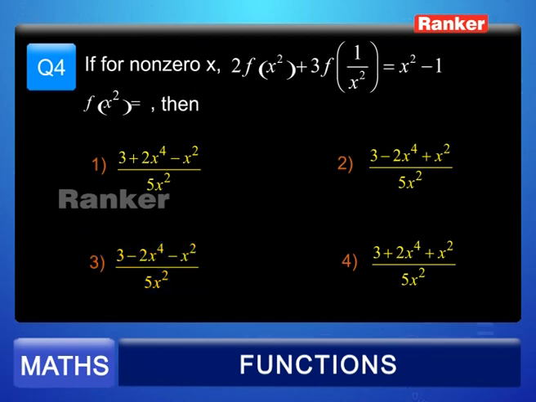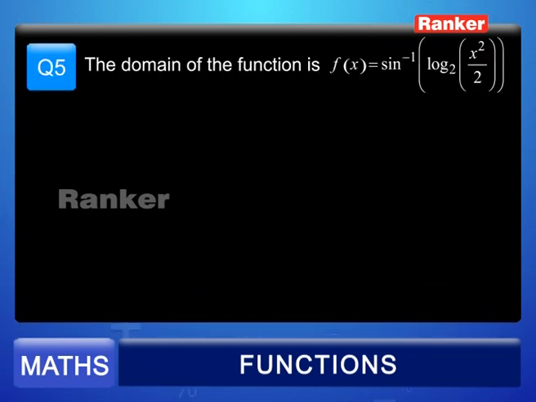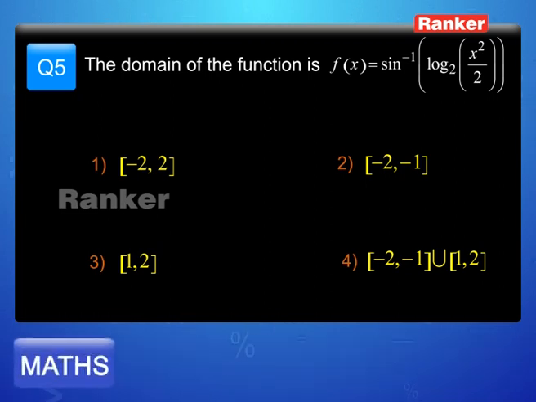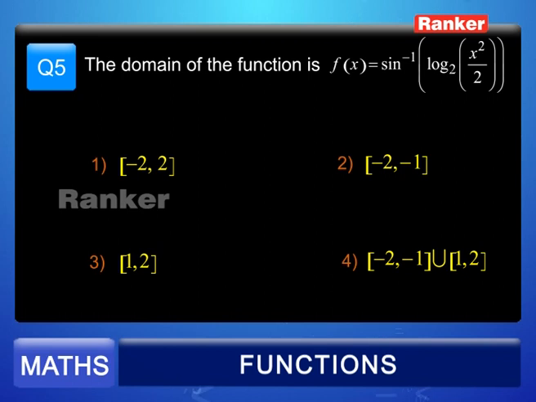That is, the third option is the right option. The next question: the domain of the function f of x is equal to sine inverse of log of x square by 2 to the base 2. The first option is closed interval minus 2 to 2. Second option is closed interval minus 2 to minus 1. Third option is closed interval 1 to 2. And the fourth option is closed interval minus 2 to minus 1 union closed interval 1 to 2.